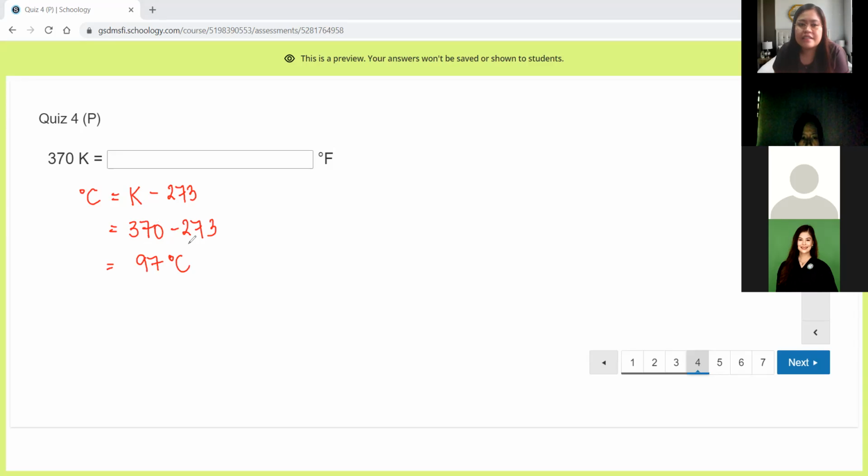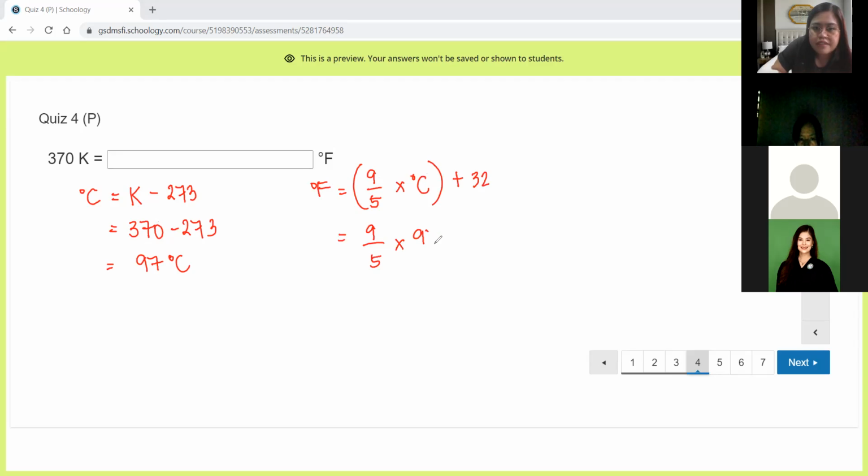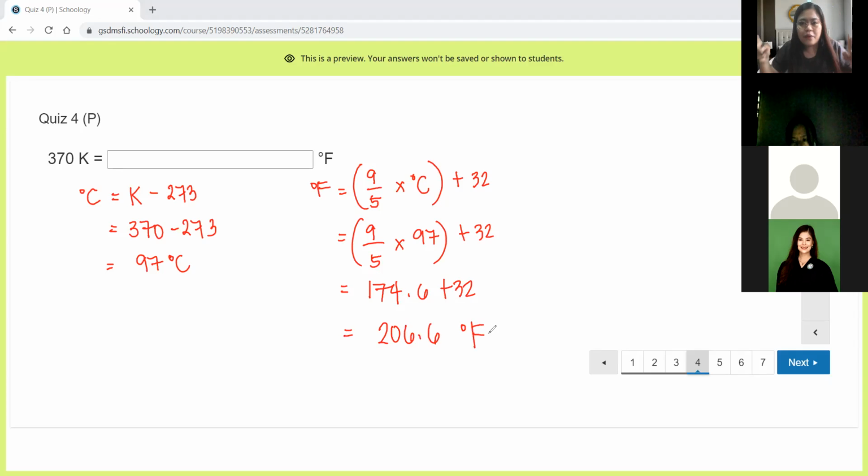And then, that's the time we can now compute for the degrees Fahrenheit. So this is 9/5 times degrees Celsius plus 32. So 9/5 times 97 plus 32 here. This is 174.6 plus 32 is 206.6 degrees Fahrenheit.